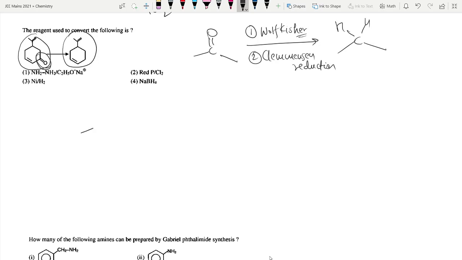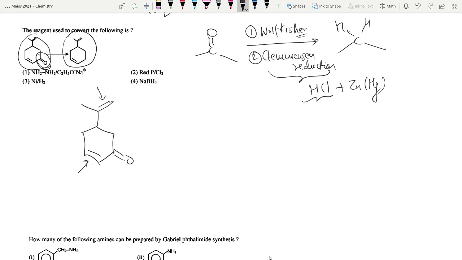But mind you, there are double bonds in this molecule also. Here is a double bond, here is a double bond. In Clemmensen reduction, we use HCl and Zn-Hg. This HCl can interact with the double bond, but it's funny that there is no option here which could have been a good option to confuse students. Clemmensen reduction is not here.